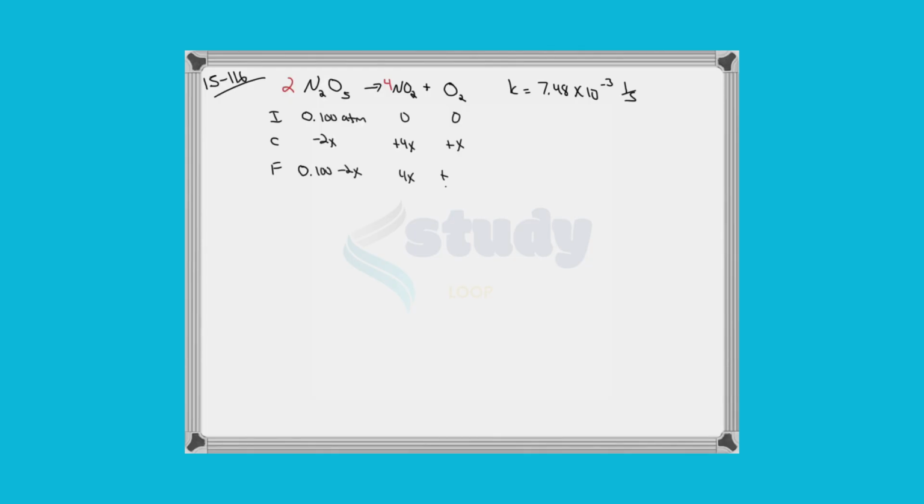So at any given time during the reaction, these will be the pressures associated with the reactant and products. So the total pressure at any given time will be the sum of all of these pressures. You'll notice that we get 0.100 minus 2x plus 4x, so that's plus 2x plus 1 more gives us plus 3x. So the total pressure will always be 0.100 plus 3x.